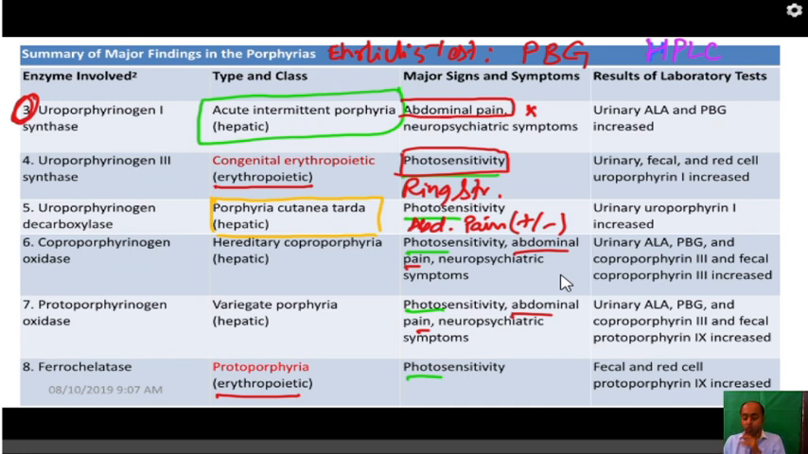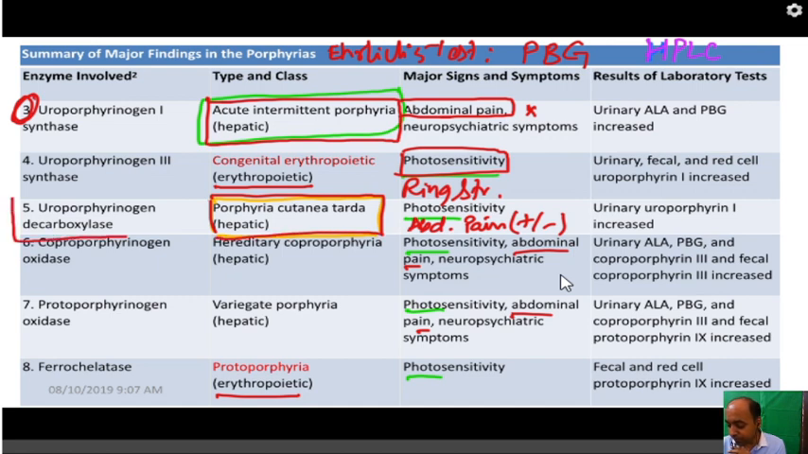The two most common porphyrias are acute intermittent porphyria, where the deficient enzyme is uroporphyrinogen 1 synthase, and next porphyria cutanea tarda, where the deficient enzyme is uroporphyrinogen D carboxylase. So these are the two porphyrias for which you must remember the name of the enzyme.